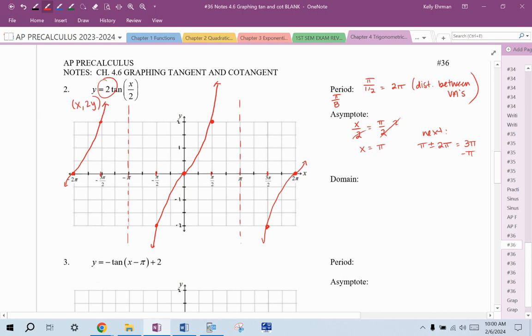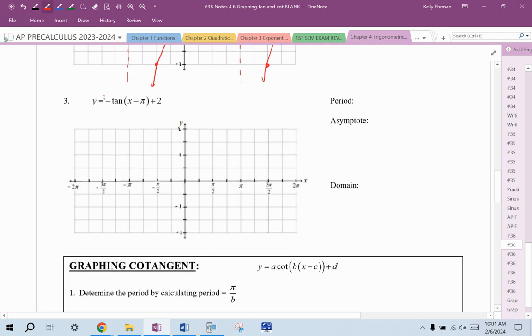For the domain, all reals, x is not equal to, start with your first asymptote that you found, or really any one that's on your graph, but I just go with the one I found. Add to that the period, and put a k on that because you should be able to start at one asymptote and add or subtract any amount of 2 pi's to land on another one. So k is an element of the integer number set.